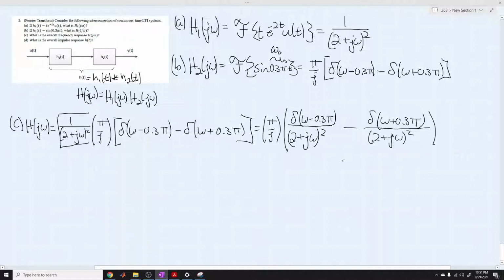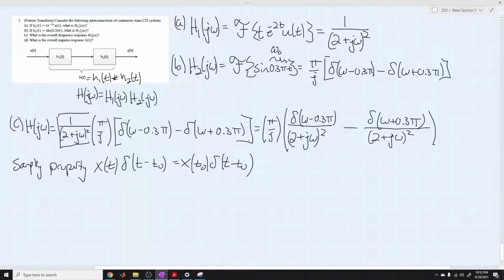And there's one more step we can take here, and that would be, let me just double check the property name. It's the sampling property of the delta function, right? The sampling property states that x of t times delta of t minus t naught is equal to x of t naught times delta of t minus t naught.